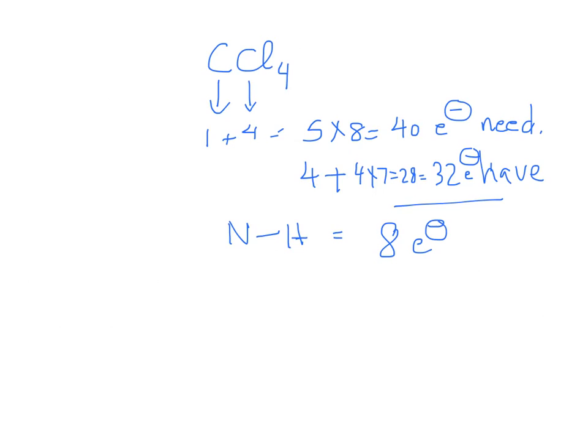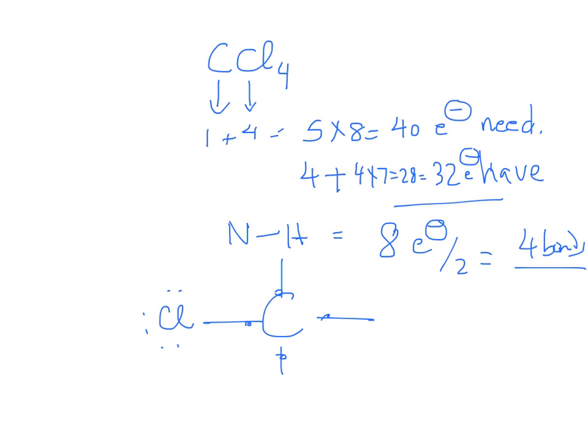And since 2 electrons make a bond, this divided by 2 will give you 4 bonds. And that tells you that the central atom, carbon, will have 4 bonds around it. So those are your 4 electrons. And then you place the 7 electrons on chlorine, and that's your Lewis structure.